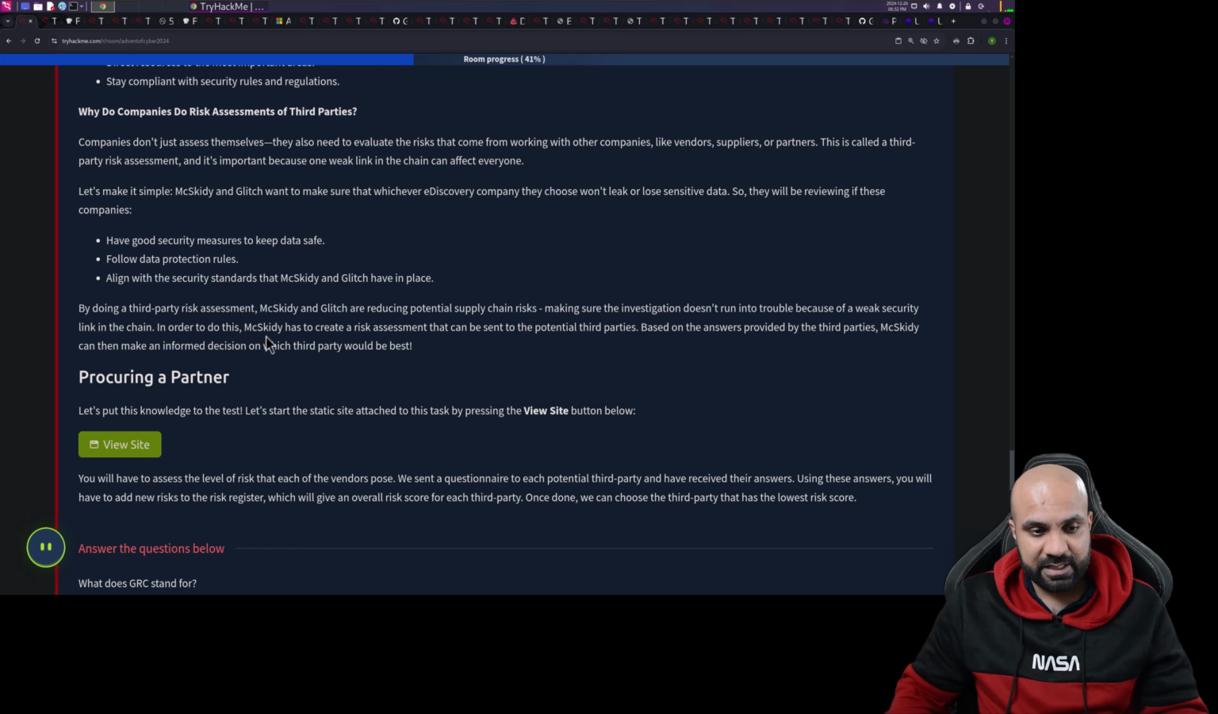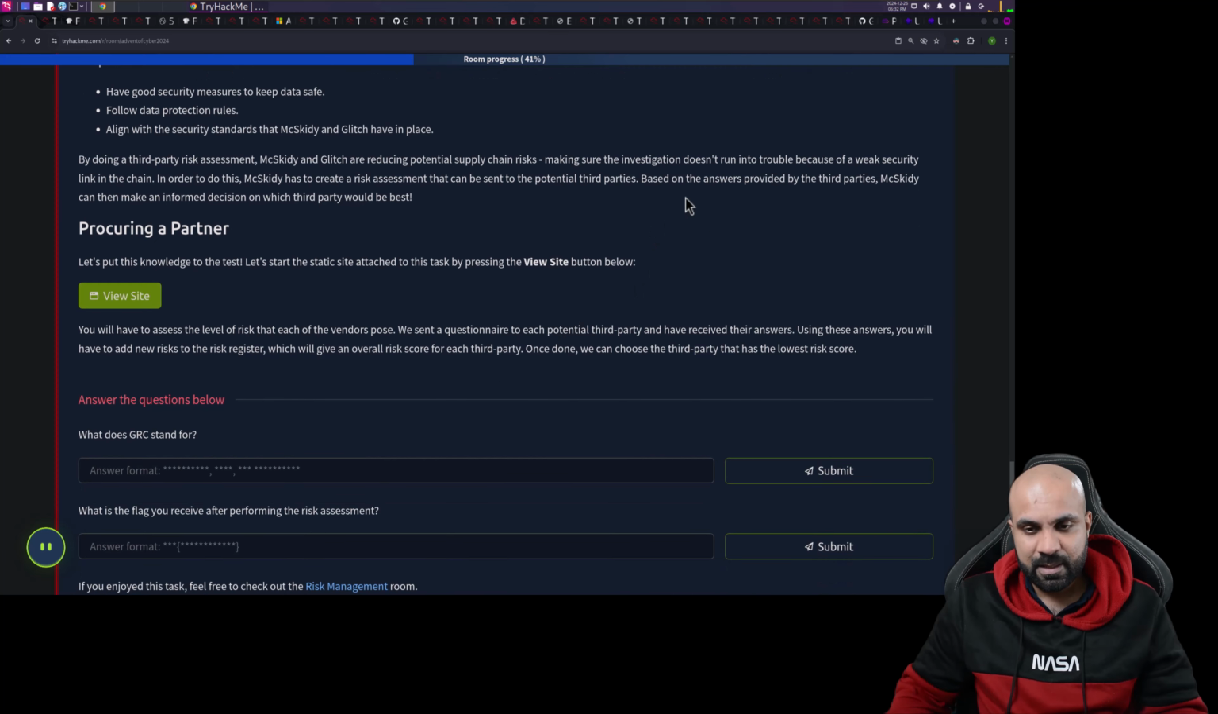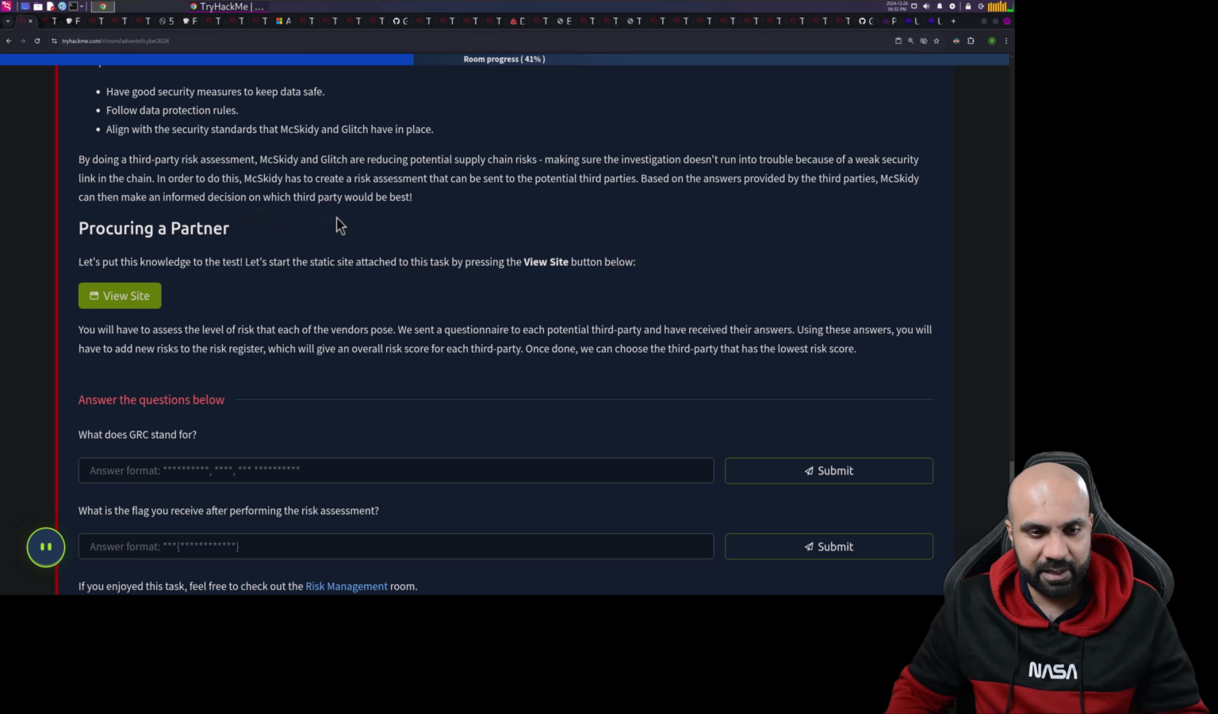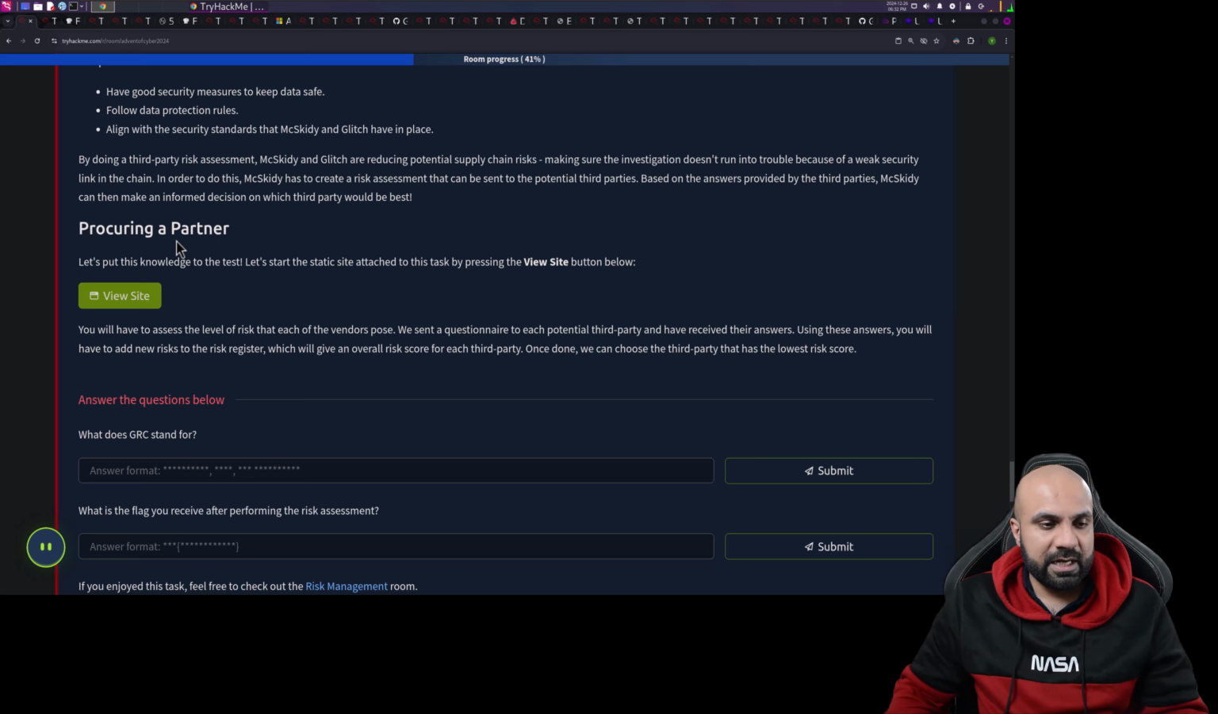In order to do this, MaxKD has to create a risk assessment that can be sent to the potential third parties. Based on the answers provided by the third parties, MaxKD can then make an informed decision on which third party would be the best. Procuring a partner. Let's put this knowledge to the test.